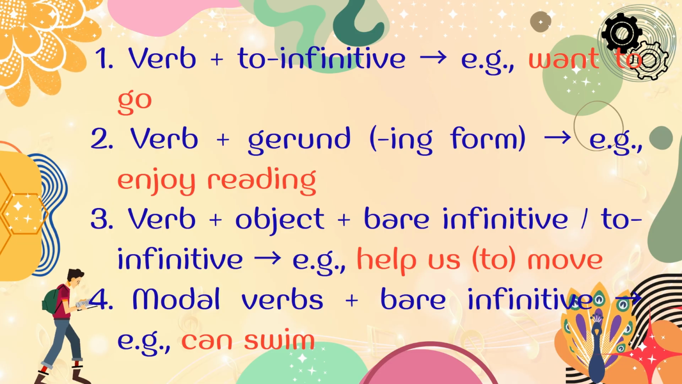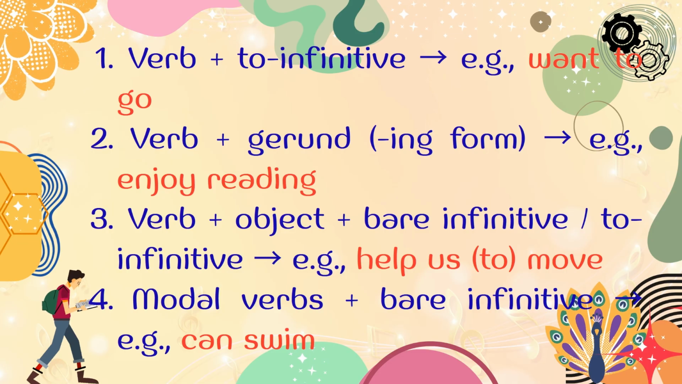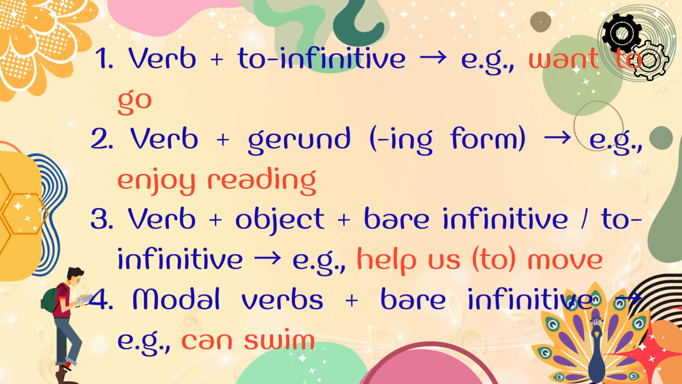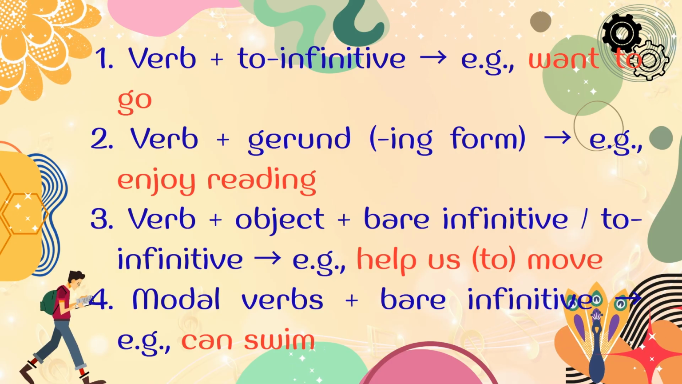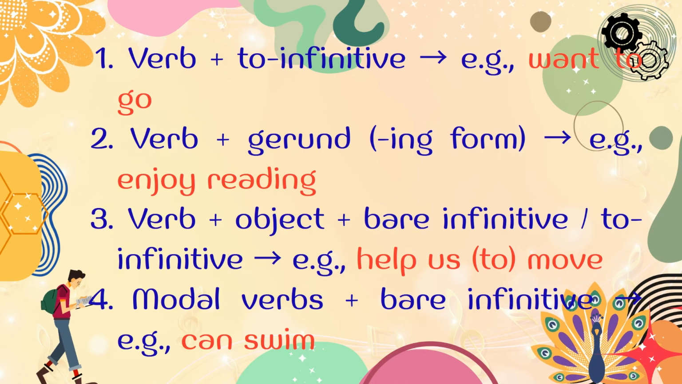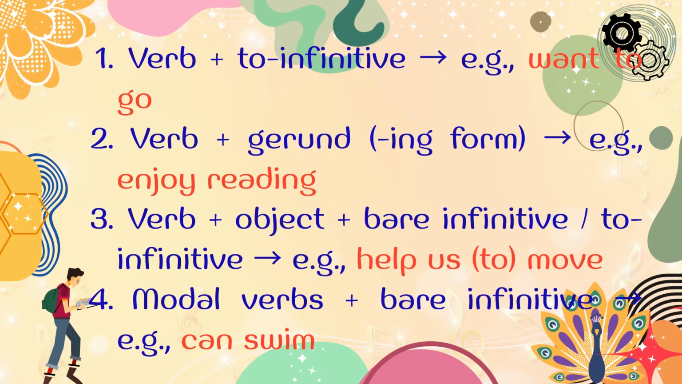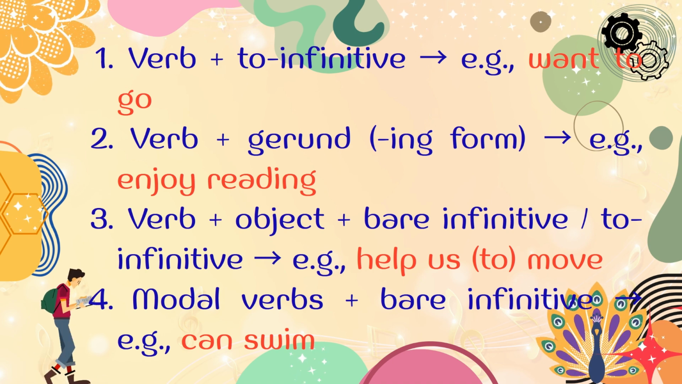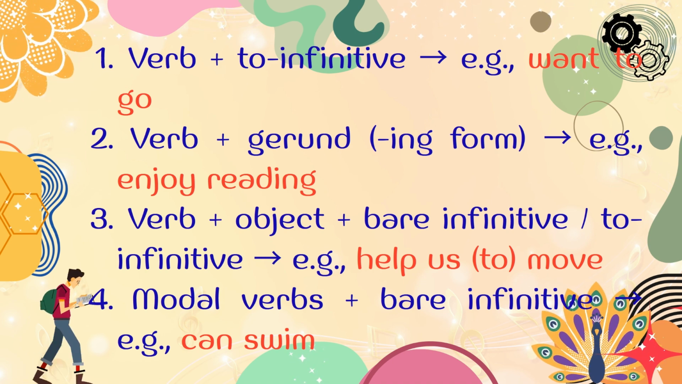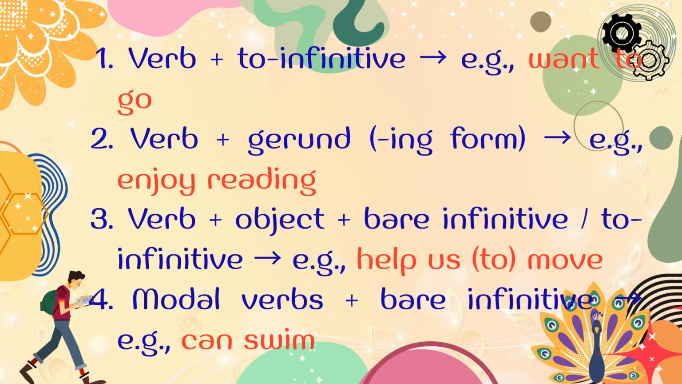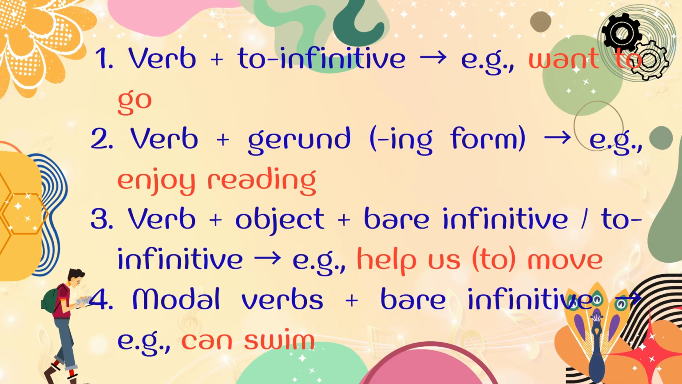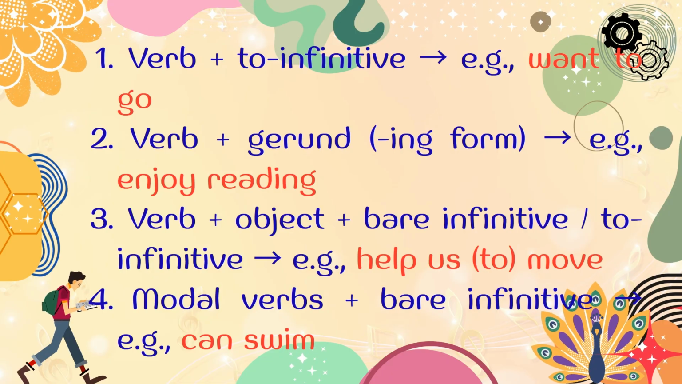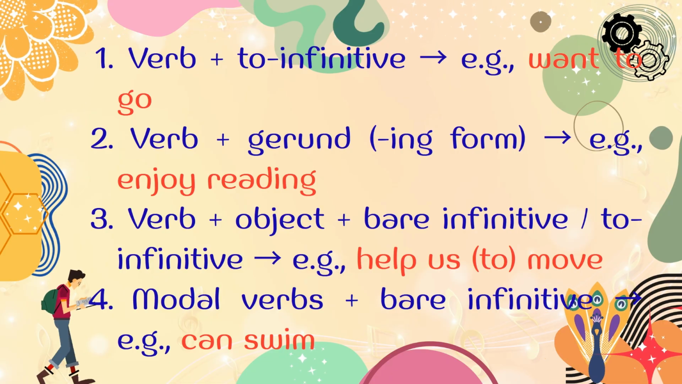The second one, verb plus a gerund, the ing form. For example, enjoy reading. Number 3, verb plus an object and plus a bare infinitive or to infinitive. For example, help us to move or help us move. And the last one, modal verbs plus a bare infinitive. For example, can swim, will do, would go, etc.